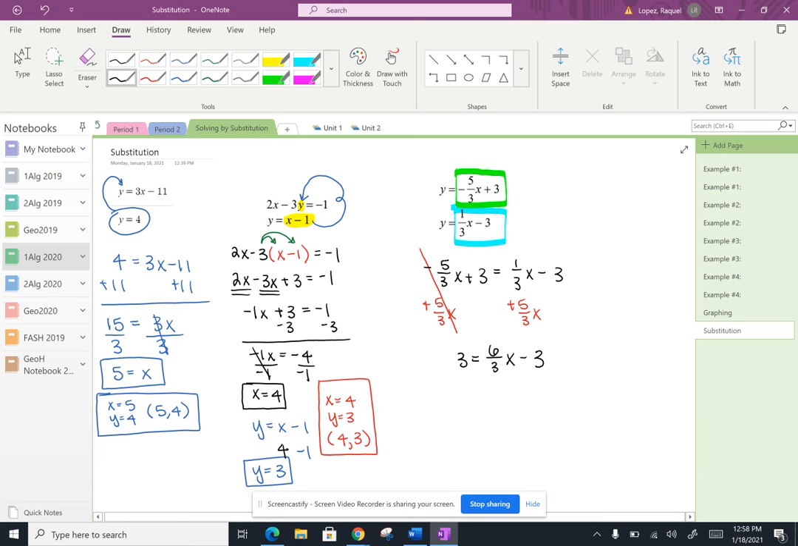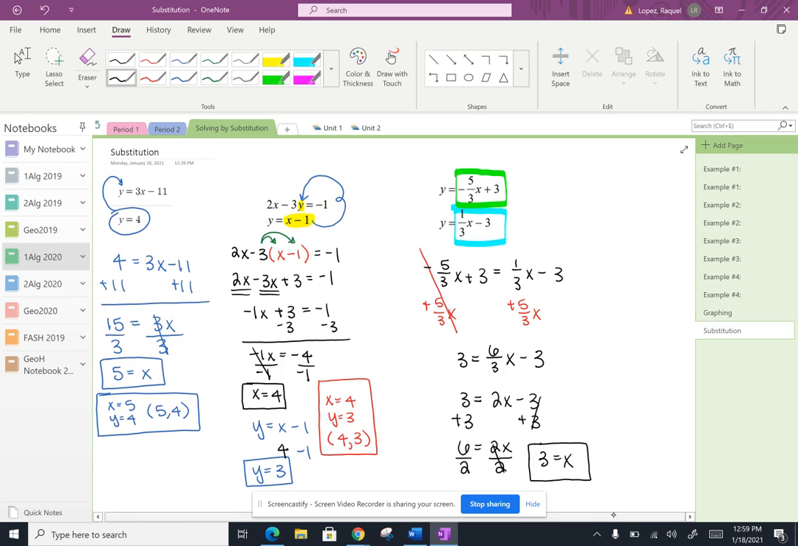Okay, the other thing I notice is that when I write down that fraction, we can simplify it even more. We know what 6 divided by 3 is. 6 divided by 3 is 2. So I can rewrite this as 3 equals 2x minus 3. Okay, let's go ahead and finish this off. Let's add 3 to both sides. 3 plus 3 is 6 equals 2x. Divide both sides by 2. 6 divided by 2 is 3, so I end up with 3 equals x.